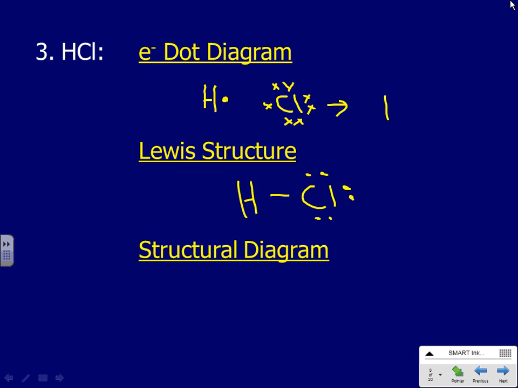So that came from a hydrogen bonding together with that chlorine. It still has its pairs, and now it's a single bond. And what's the difference between the Lewis structure and the structural diagram? Emily? Get rid of the dots. It's that simple. HCl. The structural diagram gives us the essence of the structure without all those extra dots to worry about. Let's do a bunch more.